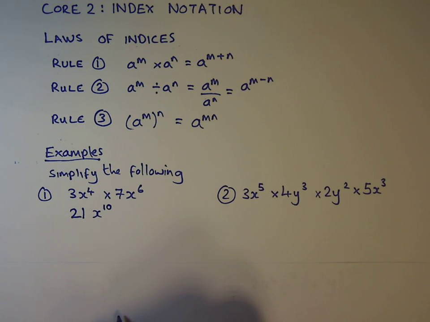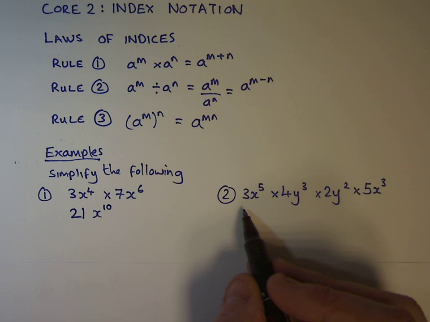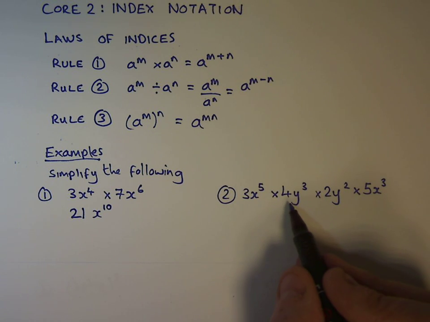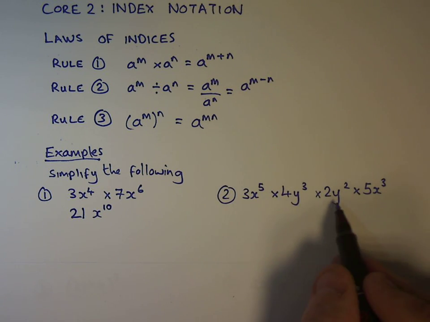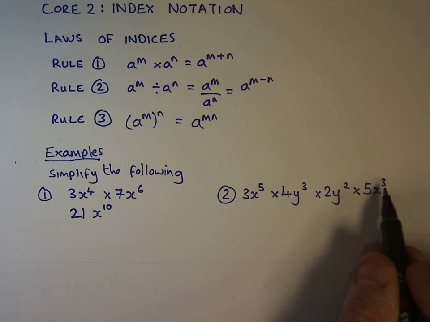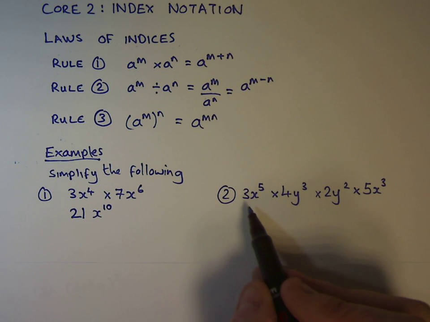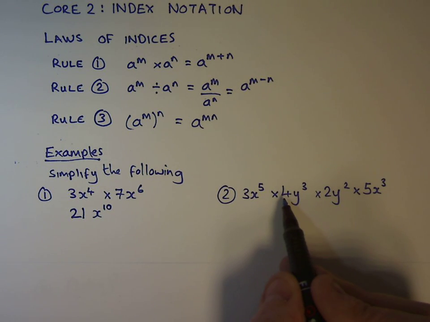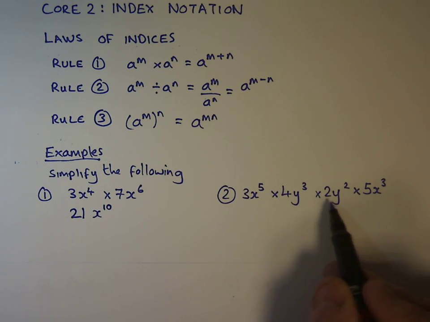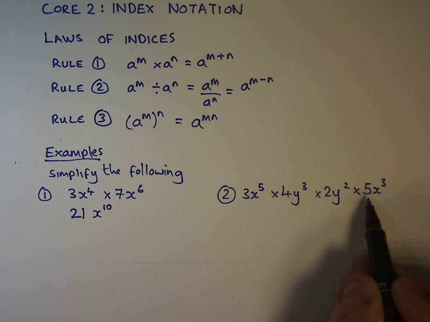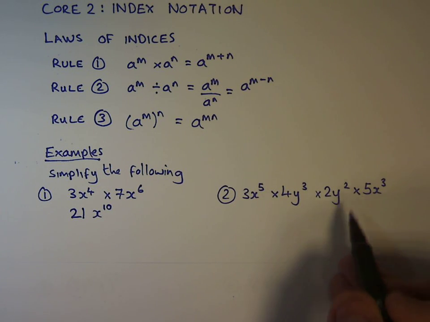In example 2, we've got to simplify this expression here: 3x to the 5 multiplied by 4y cubed multiplied by 2y squared multiplied by 5x to the 3. First of all, deal with the numbers. 3 times 4 times 2 times 5. If you multiply all of those together, you get 120.